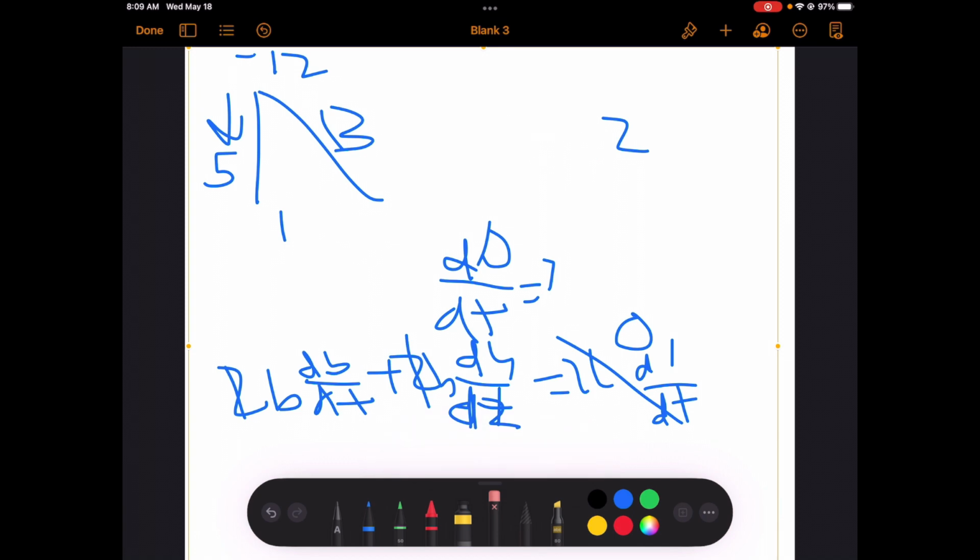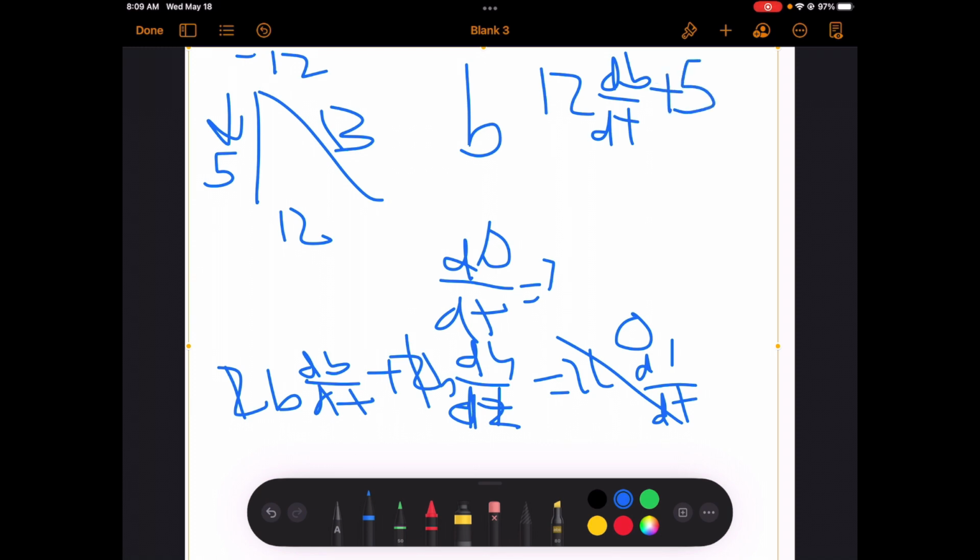Give us a little room to work with. So let's say we have our b dB/dt. We know b is equal to 12, so we can plug in 12 for that. We're looking for dB/dt, which is the rate that the ladder slides away from the wall, so we're going to leave dB/dt there. We can solve for it using algebra. And then we also have plus h, which is 5, times dh/dt, which we know is equal to negative 12.